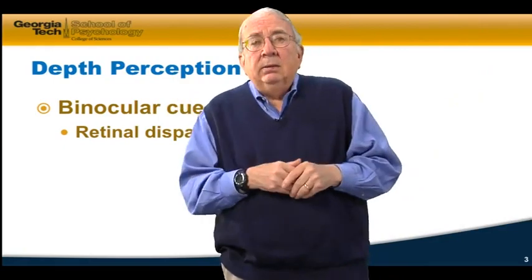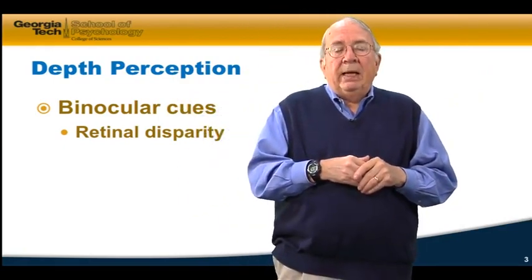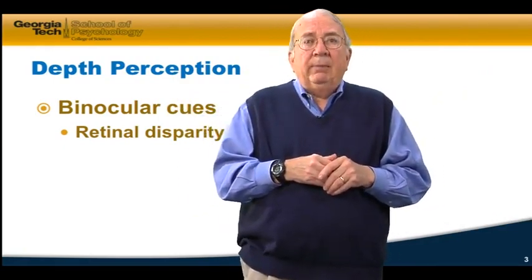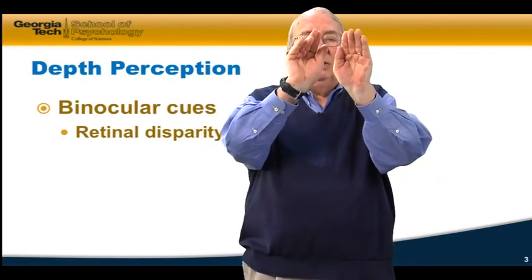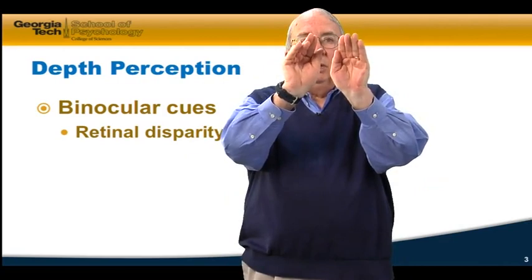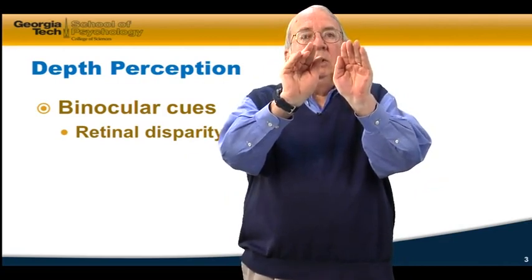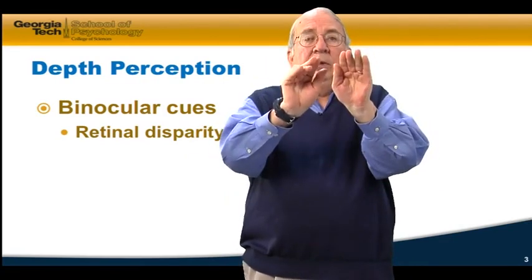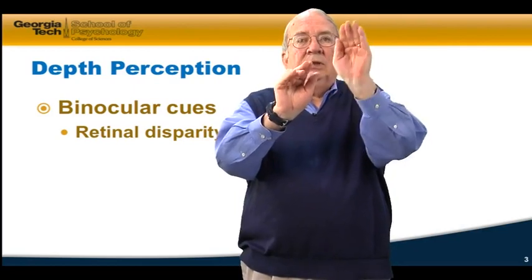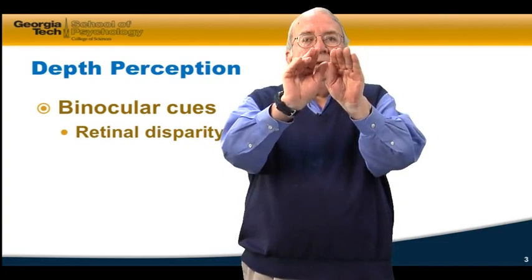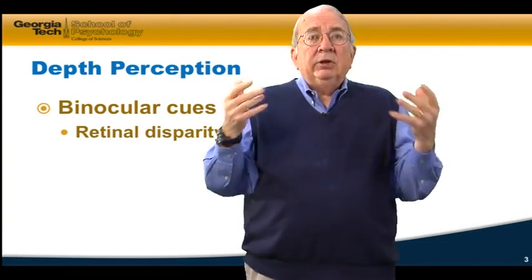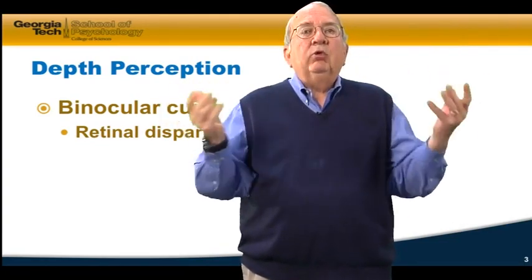This is the binocular cue that's used for 3D movies, for example. They have two cameras separated by the same distance as your two eyes are. They take pictures with those two cameras, and then by using glasses of different types, they can fix it so you only see the information from the left camera in your left eye, and information from the right camera in your right eye, so you have retinal disparity and things look in three dimensions rather than two dimensions.